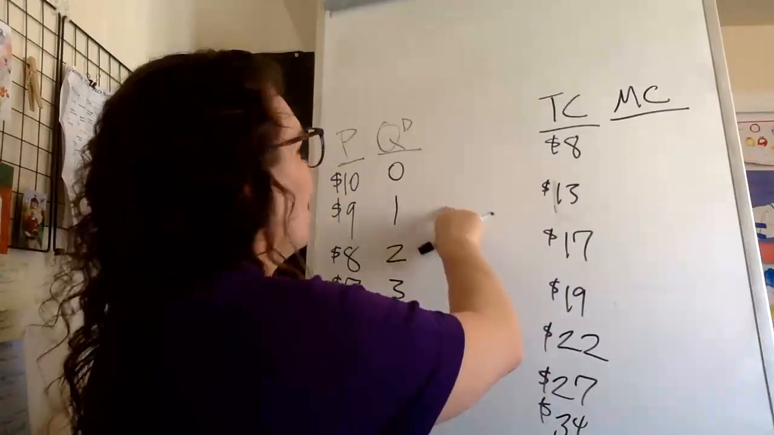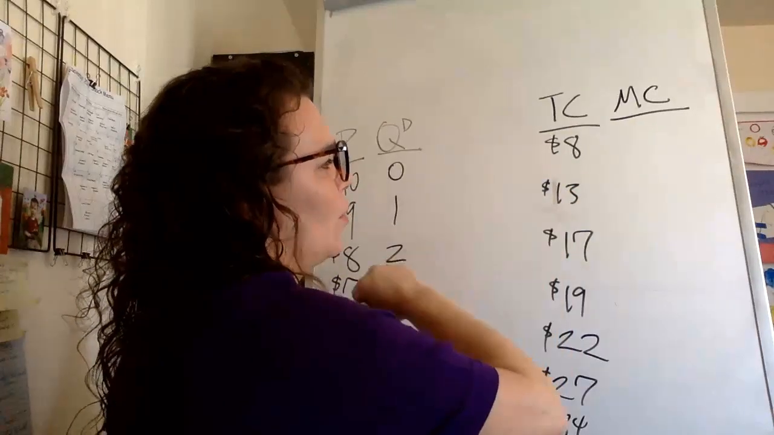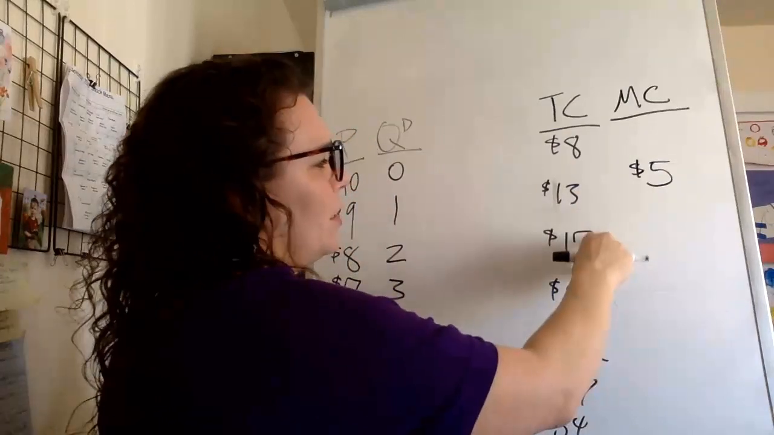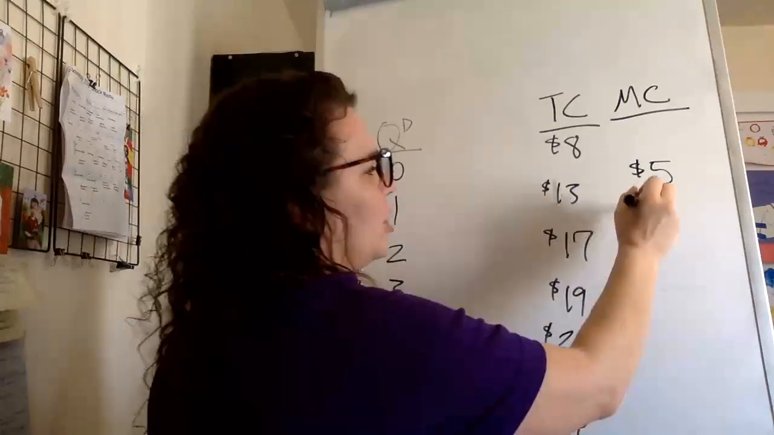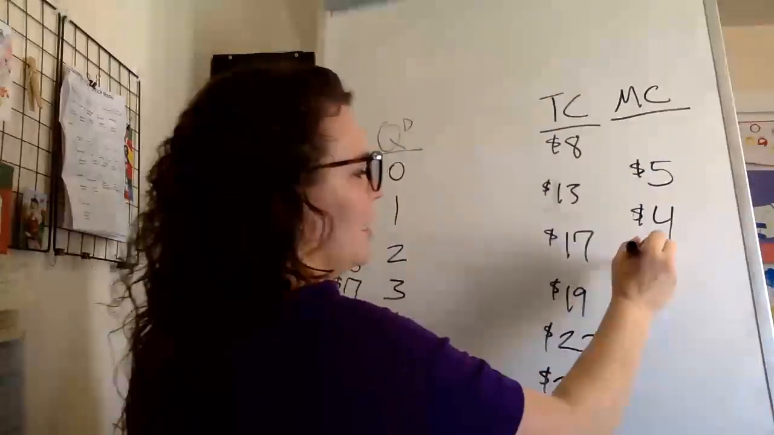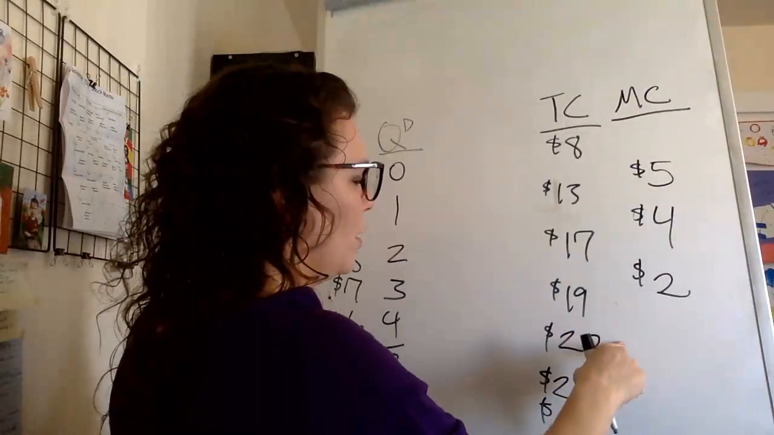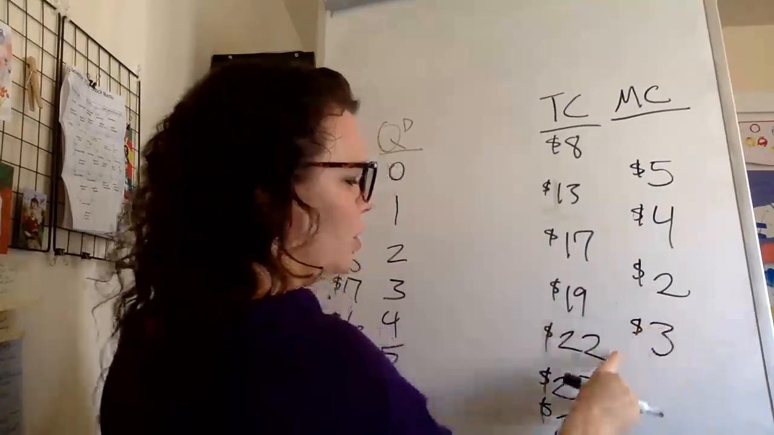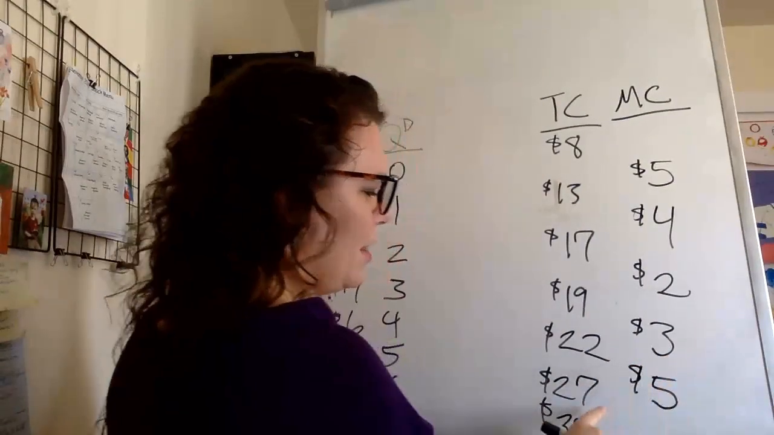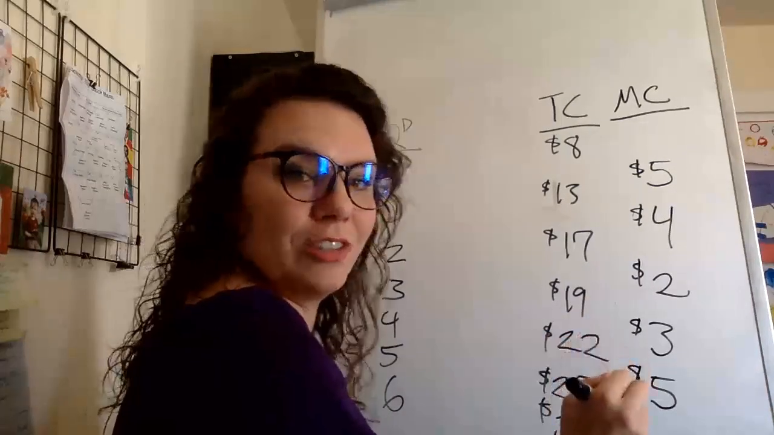So marginal cost for that first unit produced is going to be going from $8 to $13. So that's going to be an additional $5. Going from 13 to 17, that's going to be an additional $4, right? Going from 17 to 19, that's an additional $2. Then going from 19 to 22 is an additional $3. 22 to 27, that's an additional $5. And then 27 to 34, that's an additional $7, right?